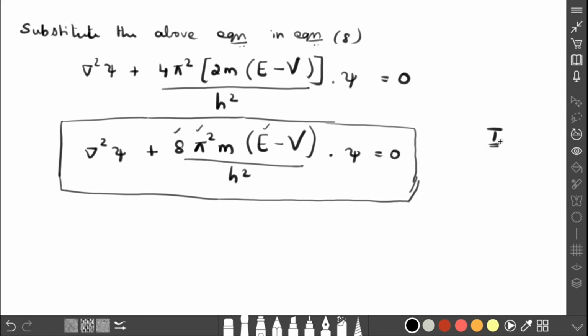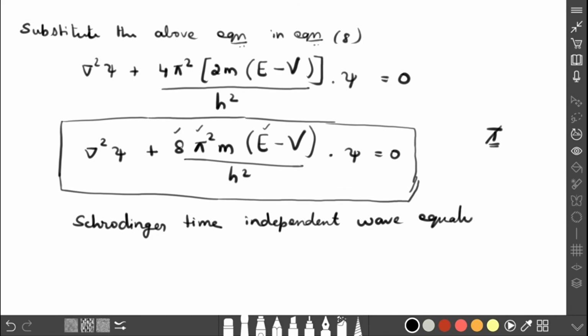That is the reason it is named Schrodinger time independent wave equation. So this is the final result. I hope you understand the steps. Please go through it. And next, I would like to discuss the special cases for this result.